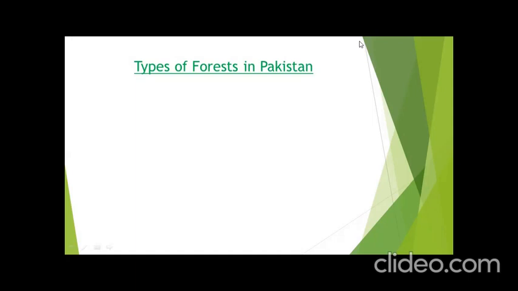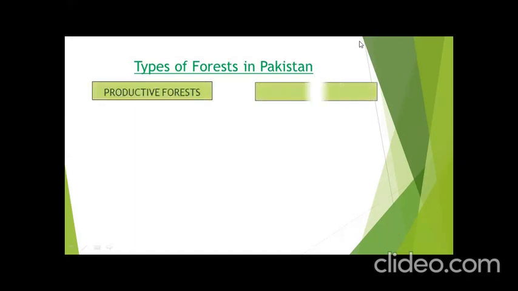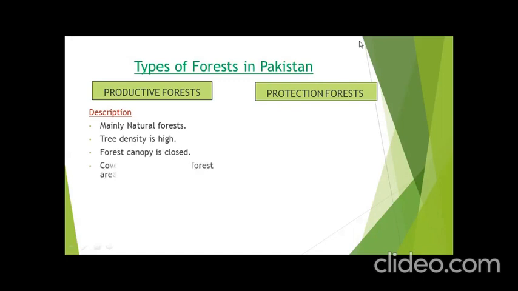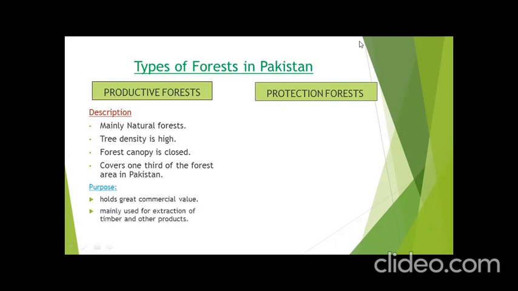There are two types of forests in Pakistan: productive forest and protection forest. Let's describe productive forests first. These are mainly natural forests. In these forests, the tree density is high and the forest canopy is closed. Such forests have great commercial value and they are mainly used for extraction of timber and other products.